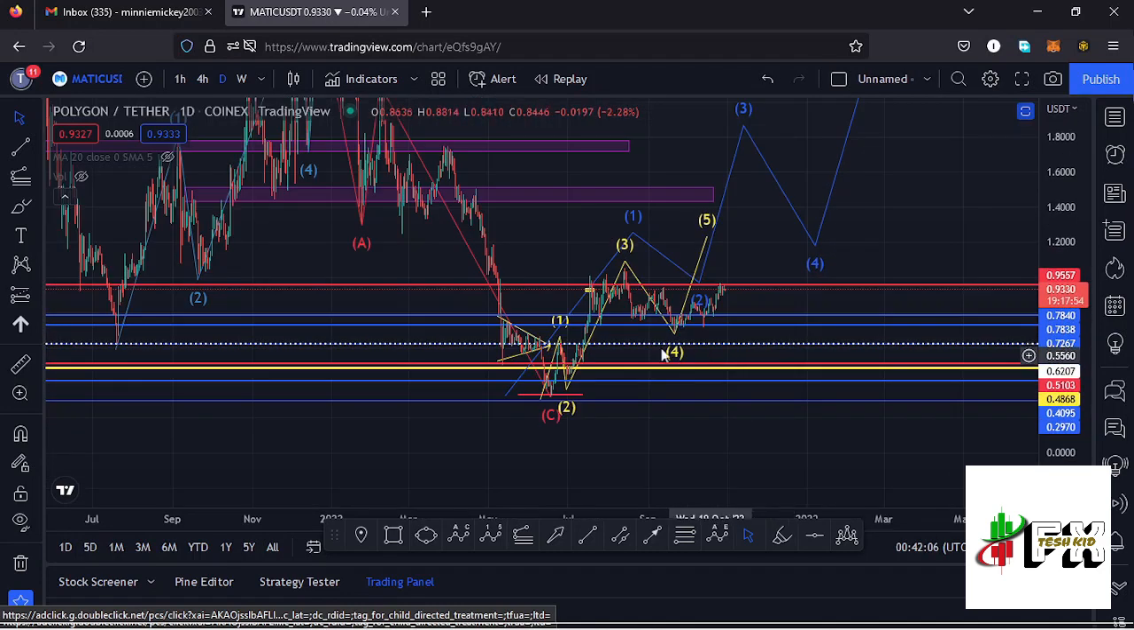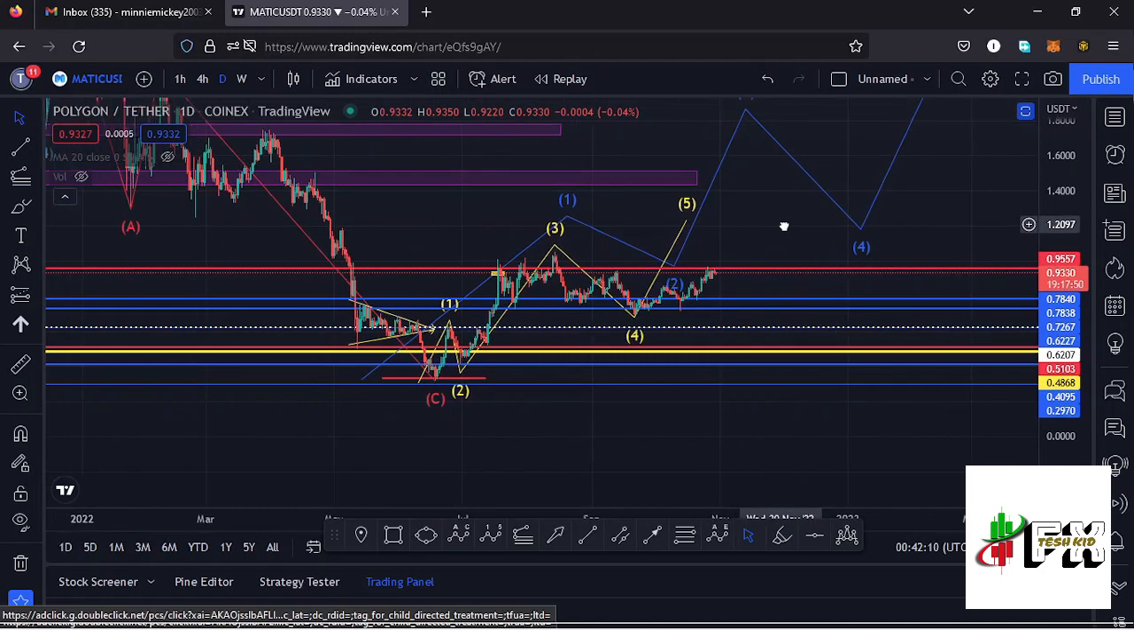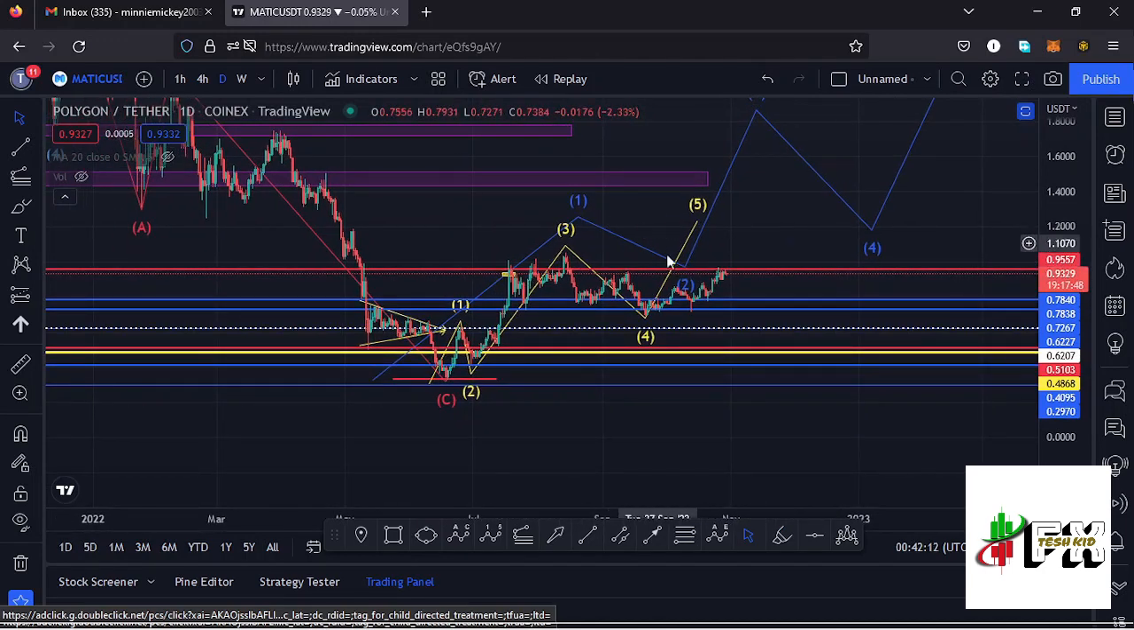But before we get to an all-time high, we first need to see this first wave to the upper side form in this Elliott wave structure, and I believe that is what we are seeing right here, and we are in the formation of a first wave to the upper side.